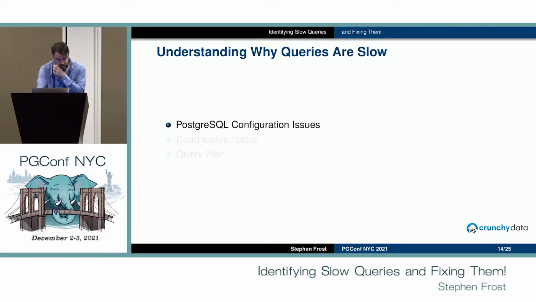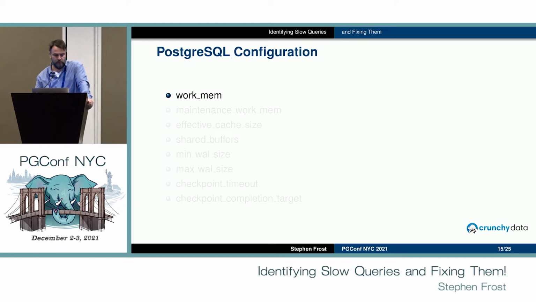Okay, so the next thing I wanted to talk about a little bit is understanding why some of these queries are slow. That's a more complicated discussion, but I want it to be the bulk of what we talk about here. First and foremost is Postgres configuration issues. Also things like dead tuples and bloat, or quite frequently the biggest thing is query plan. So first, we're going to talk through some of the Postgres configuration.